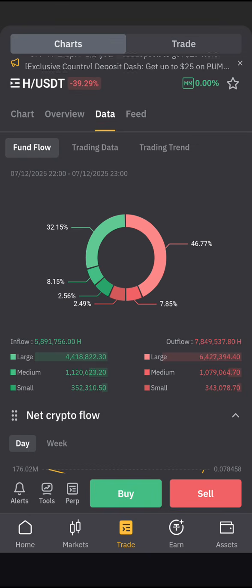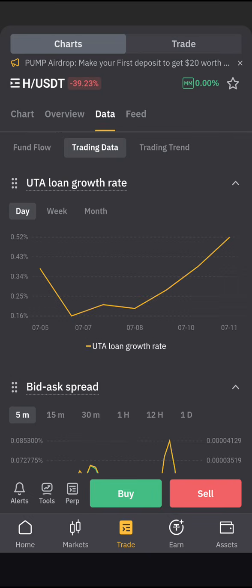Okay, but what I usually check when I get to this point is that, as a lot of people are selling, a lot of people are also seeing it as an advantage. But currently, the people that are selling are greater than the people that are currently entering the market. So we're going to join these people that are currently entering the market. Let's see the inflow. We're going to join the inflow against the outflow. But before I do that, look at the trading data, the UTA, loan growth rate, and the trading trend.